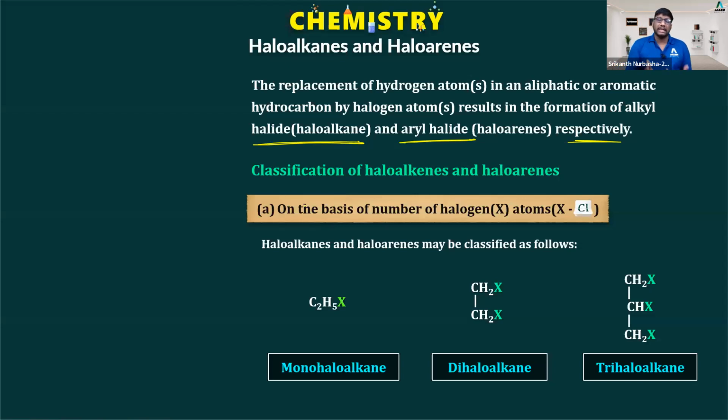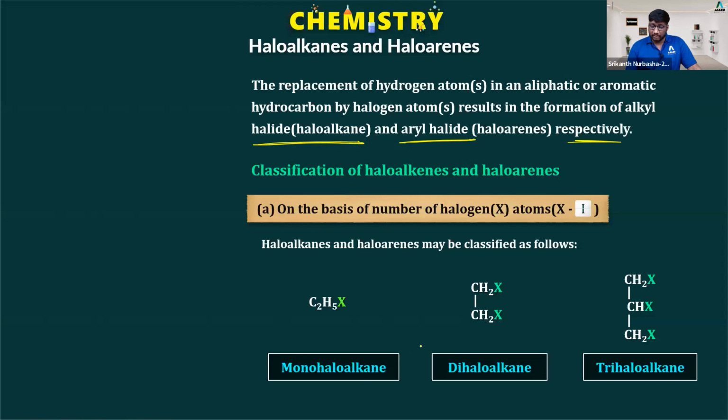Okay, we have an alkane, students. From the alkane, you are trying to replace the C-H bond with a halogen. So haloalkanes and haloarenes may be classified as follows: C2H5X, CH2X2, CHX3. That means based on the number of halogen atoms present in the compound, you will be getting a respective name.